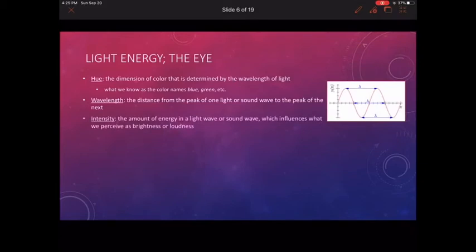Intensity is the amount of energy in a light wave or sound wave, which influences what we perceive as brightness or loudness. So the more intense a color is, the brighter it is to our eye. The more intense a sound is, the louder it is. Intensity is determined by the amplitude of the wave, meaning the height. If we look over here on this graph, this would be considered the amplitude, and we can see it both above and below. Amplitude determines intensity. A very bright light would have a very high amplitude, whereas a dim light would have a very low amplitude.